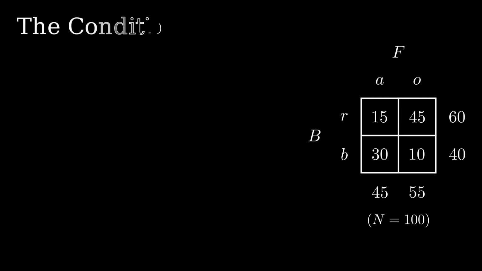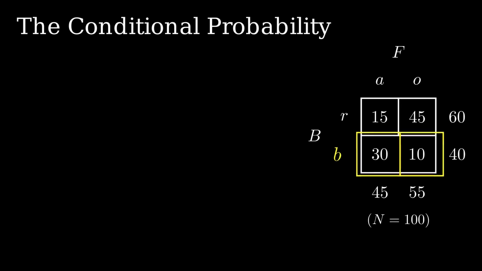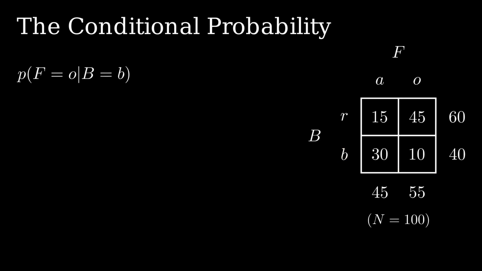If we considered only the trials where fruit was chosen from the blue box, then the fraction of trials for which an orange was chosen can be written as follows. This is called the conditional probability and can be verbalized as the probability that the chosen fruit is an orange given that the box is blue. The conditional probability can be calculated by taking the number of times we chose an orange within the blue box, so 10 times, as a fraction of the total number of fruit drawn from the blue box, so 40.